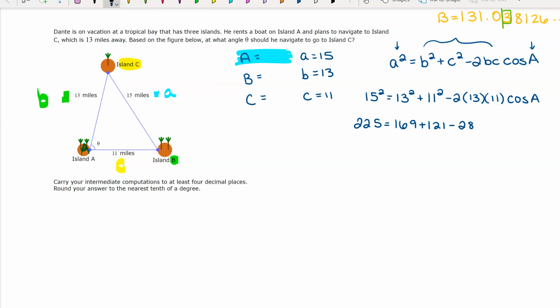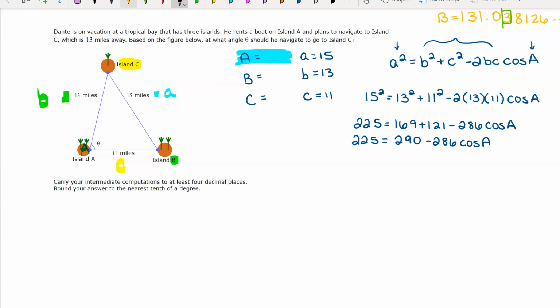Minus 286 cosine A. Now remember that 286 is attached to cosine A, so you can't put it together with the 169 and the 121. But you can put just 169 and 121 together. So let's do that. 225 equals, let's see, 169 plus 121 is 290 minus 286 cos A. So now our goal is to get cosine A alone.